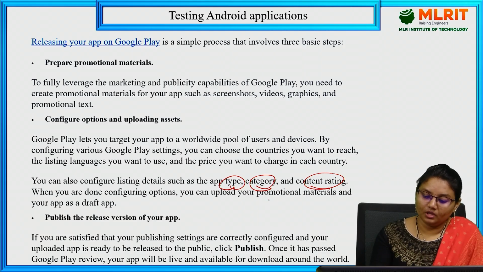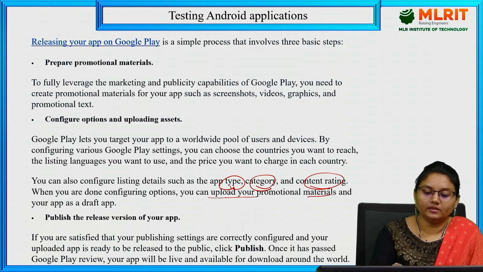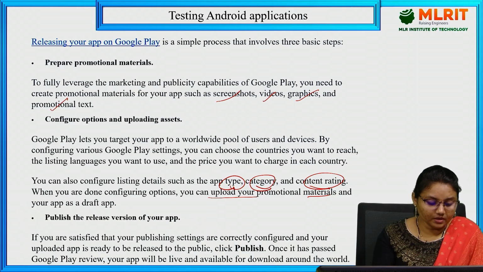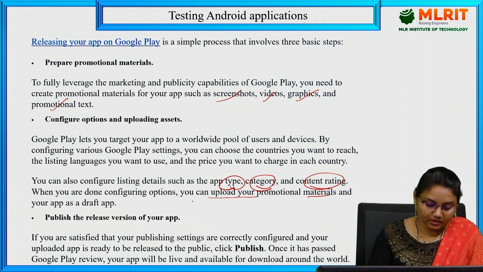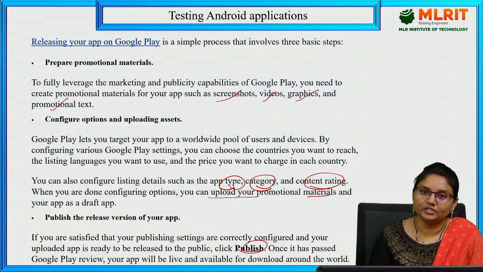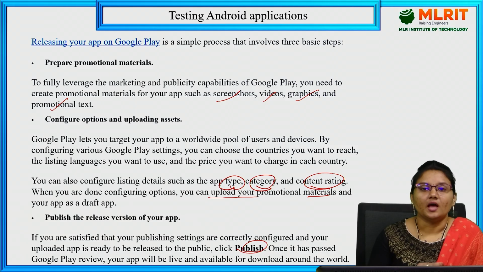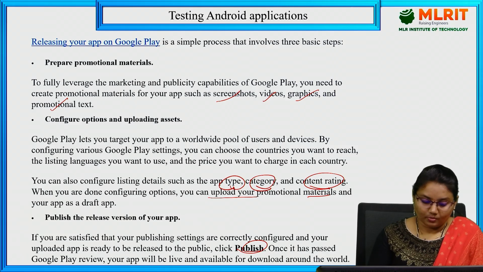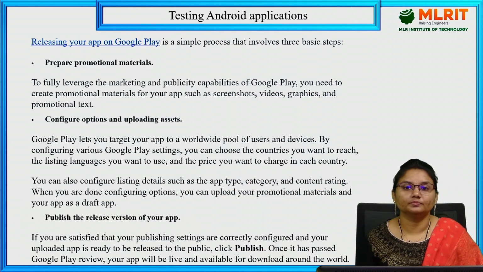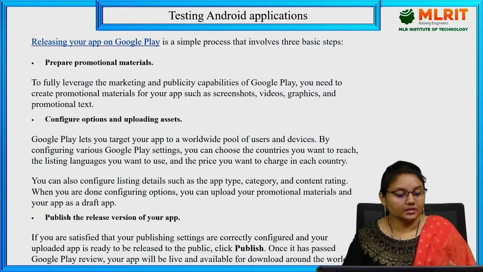Once you are done with all that, you can upload your promotional materials like your screenshots, videos, graphics or any text. And now you can publish the release version. If you are satisfied that all the settings are correctly configured, now your application is ready to release to the public, and click on publish. Once you publish it, it will be visible to all end users and they can download and use it. Once it passes the reviews, your app will be live and available for download around the world. So these are the steps you need to follow.